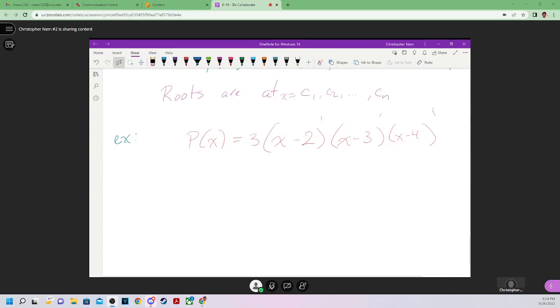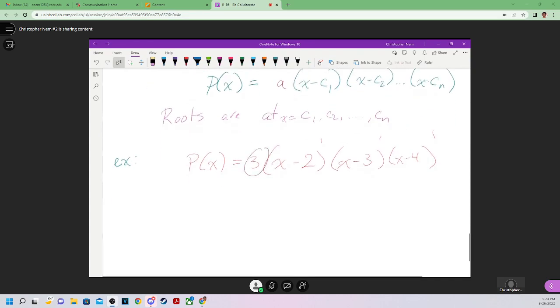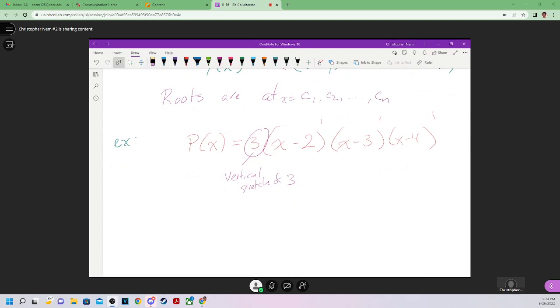So this is in factored form. These are all my roots. I can say that this is going to have a vertical stretch of 3. You might even have a reflection, if it was negative. But this is the idea of your polynomial roots.